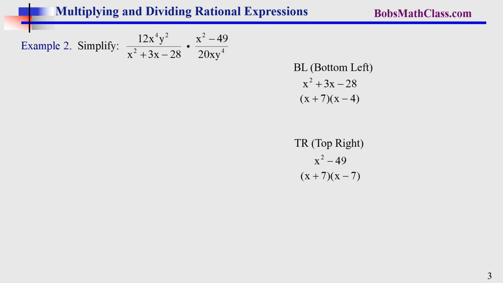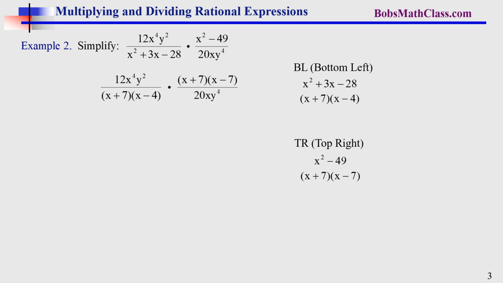Okay, so let's replace those results into our original problem. Okay, now we can do some reducing. An x plus 7 on the bottom factors out with an x plus 7 on top. I should say they divide out or they cancel. And then the 12 and 20, what number goes into both 12 and 20? Right, 4.